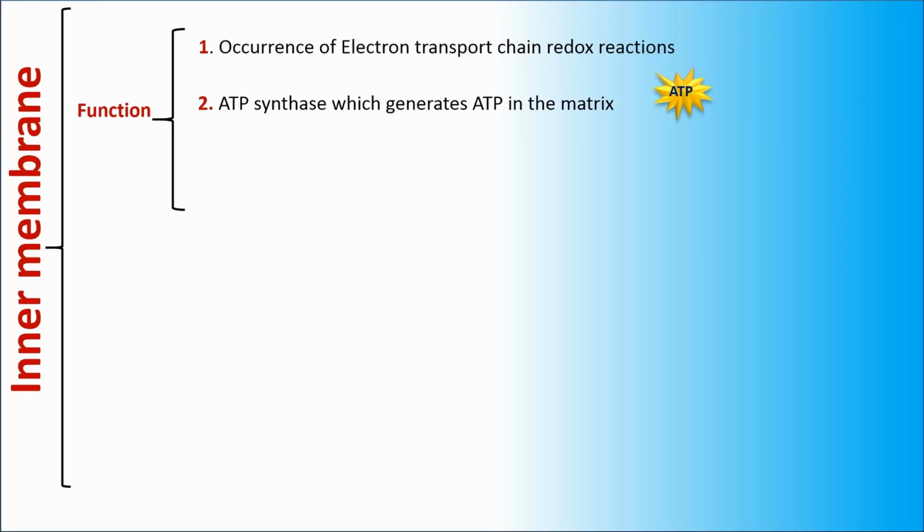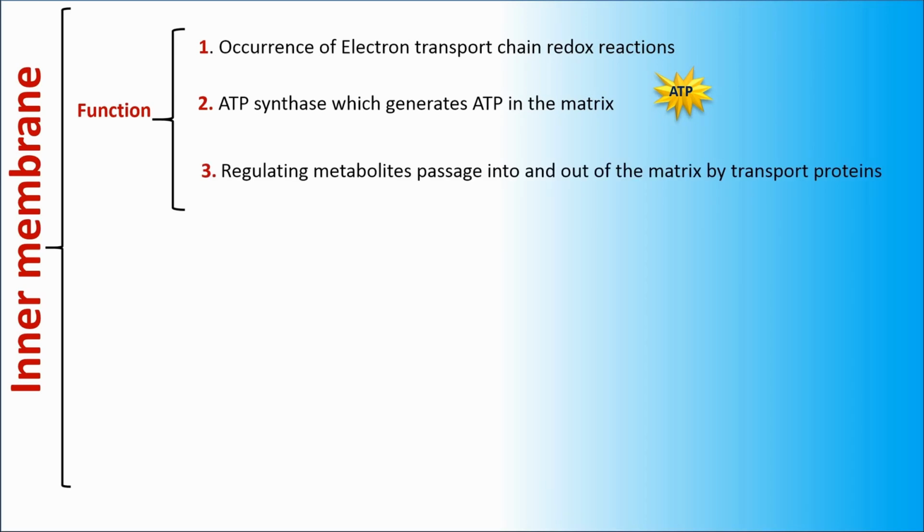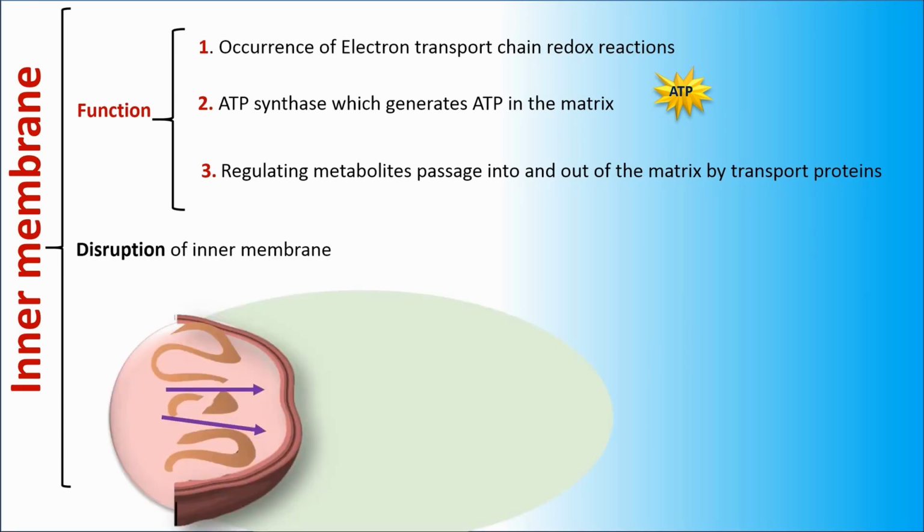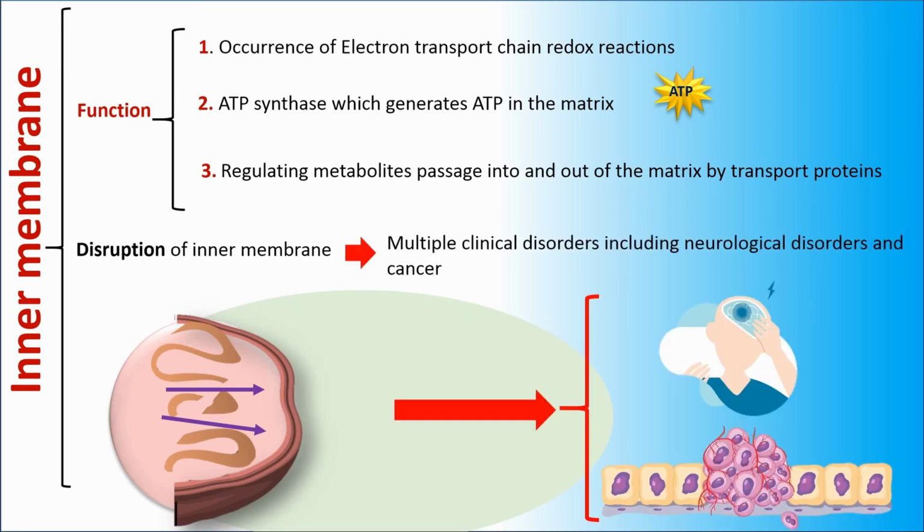Functions of the inner membrane are occurrence of electron transport chain redox reactions, ATP synthase which generates ATP in the matrix, and regulating metabolite passage into and out of the matrix by transport proteins. After disruption of the inner membrane, multiple clinical disorders including neurological disorders and cancer occur.